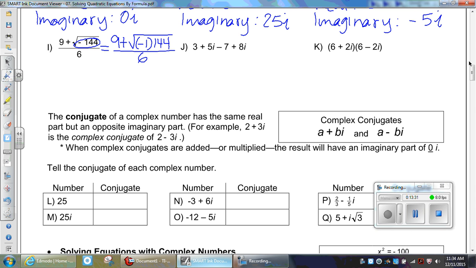Now, just like we did on the previous page, we could take the square root of 144, which is 12, and the square root of negative 1, by definition, is i. Everything is divided by 6. Now, if I split the fraction, I will have 9 divided by 6, and 12 divided by 6 times i.